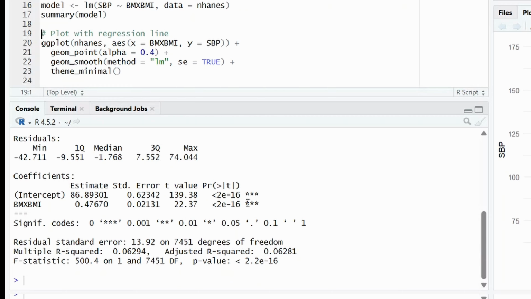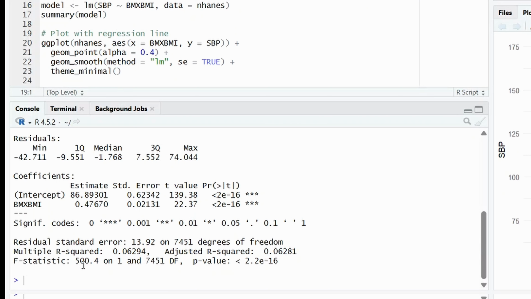Looking at model fit, the R squared is 0.0629. This means BMI explains about 6.3% of the variation in systolic blood pressure. While the relationship is statistically significant, the amount of variance explained is relatively small, suggesting that many other factors contribute to blood pressure. The residual standard error is 13.92, meaning that, on average, observed systolic blood pressure values differ from the predicted values by about 14 millimeters of mercury. That indicates considerable individual variability around the regression line.